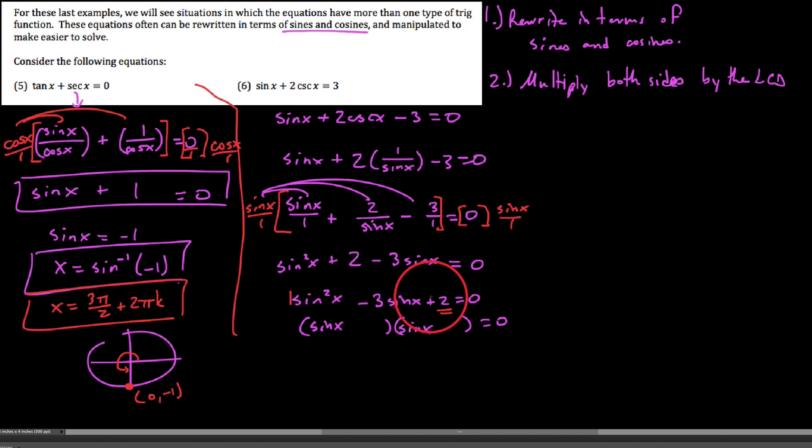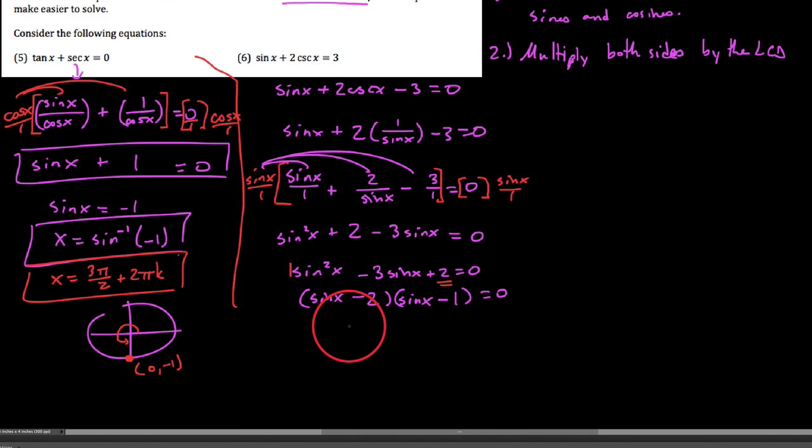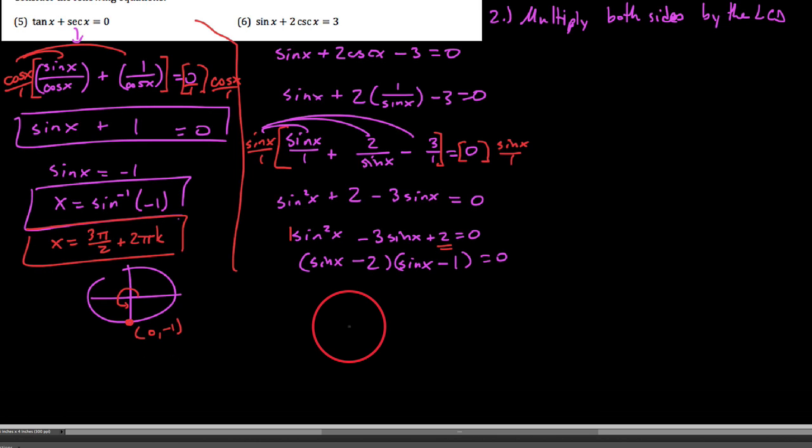We'd say, what are two factors of a positive 2 that add to a negative 3? And so by my count, it's got to be a negative 2 times a negative 1 gives me a positive 2, but adds up to be a negative 3. So if these are our two factors here, here's what we're going to do. Because we have two factors multiplying out to be 0, we're going to set each individual factor itself equal to 0, of course, as we do. And so we would get sine x minus 2 is 0. In this case, we get sine x is 2.